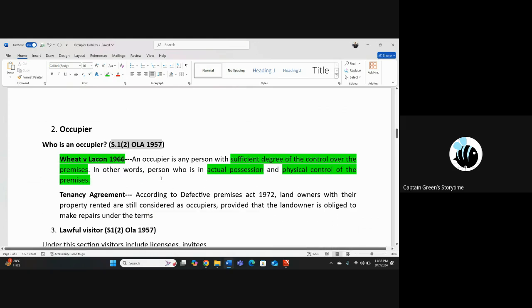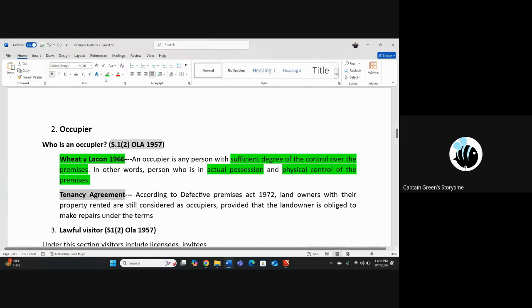And in that, we should write that according to the above definition, a person is an occupier because he was having control over the premises, as he was the owner of the land and he was living there habitually and frequently. Then secondly, according to the Defective Premises Act 1972, landowners with their property rented are still considered as occupiers, provided that the landowner is obliged to make repairs under the terms.